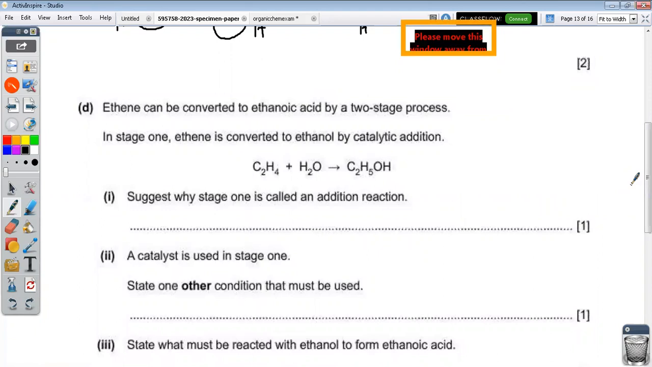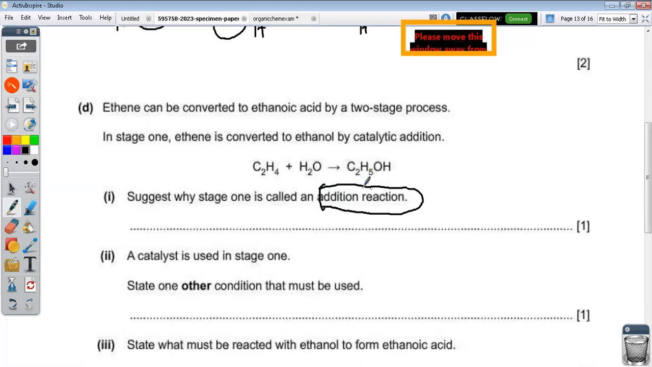Now, ethene can be converted into ethanoic acid by a two-stage process. In one stage, ethene is converted into ethanol by a catalytic addition. So you're adding water, you add steam to form an alcohol. Suggest why this is an addition reaction. What's the reason? Why is it not condensation? Why is it addition? What is the difference?